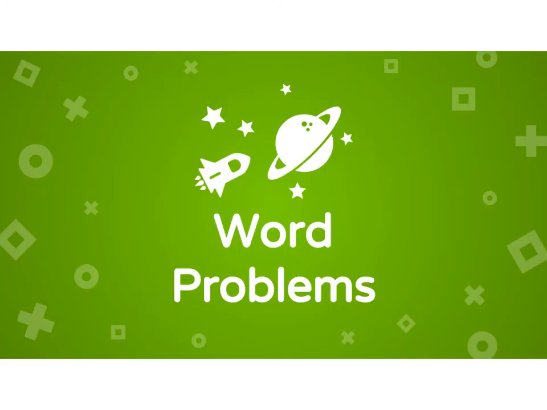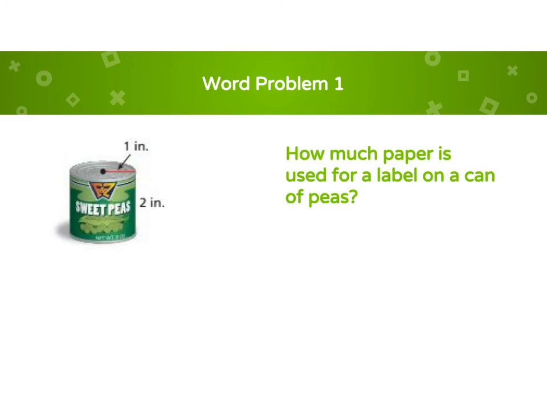Okay, next I think we're going to try just a couple word problems. So, the first one, how much paper is used for a label on a can of peas? So the thing that's important about this is they just want to know about the label. You don't put the label on the top of the can. So if we look at our formula, I'm going to rewrite our formula, 2 pi r squared plus 2 pi r h.